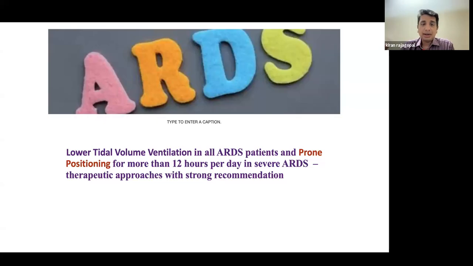So basically, summarizing, the lower tidal volume, that is 6 ml per kg of ideal body weight, and prone positioning, these are the 2 techniques which are found to affect mortality, which have mortality benefit. That is, if you do follow these 2 techniques, there are high chances of survival. So these are the 2 techniques which you should definitely use for an ARDS patient.